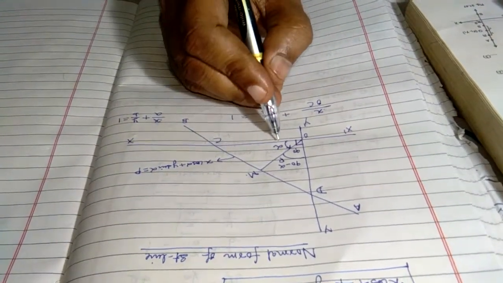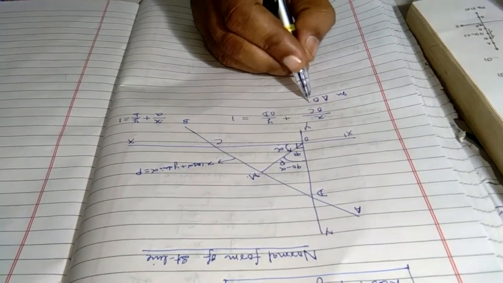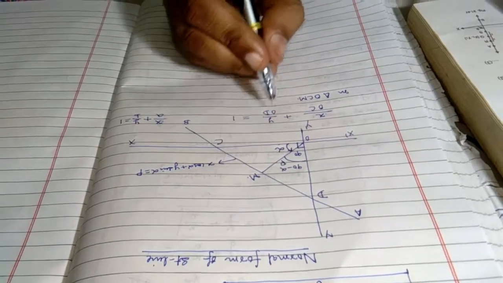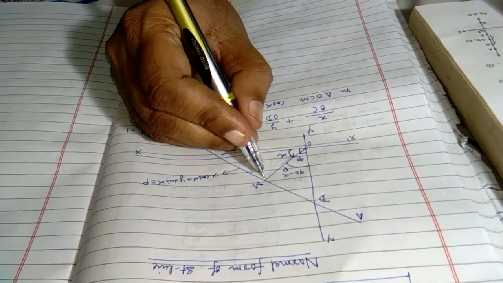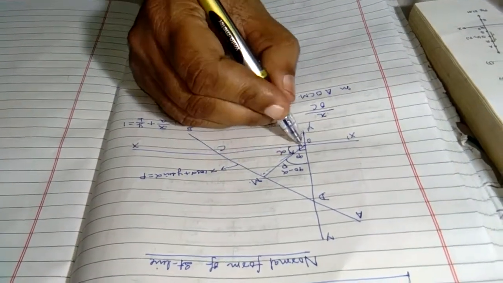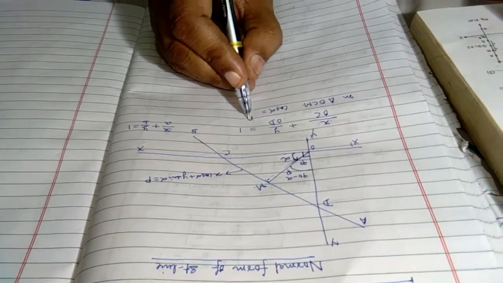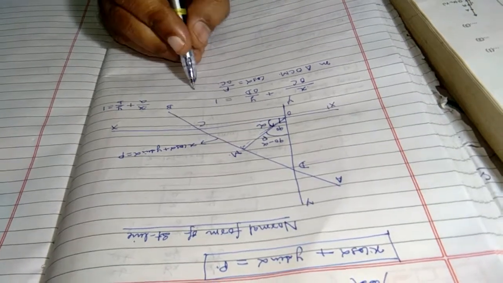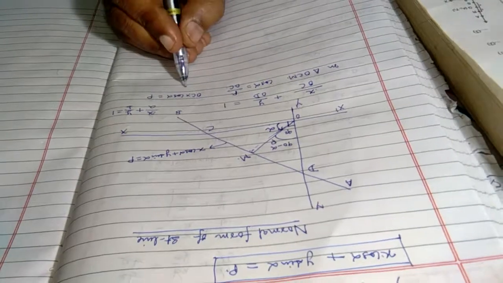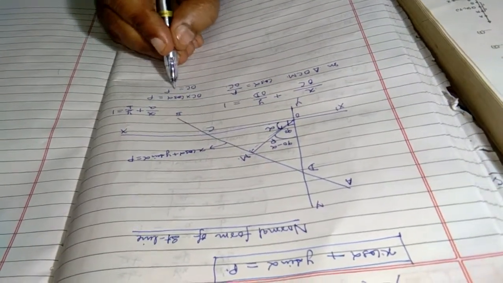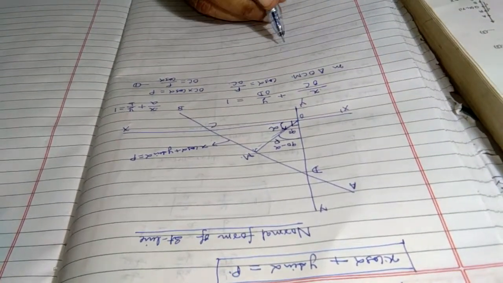Now we are coming to triangle OCM. Suppose we are taking cos alpha. So cos alpha is equal to, for alpha the base is P, the length of perpendicular, so P divided by OC. So OC into cos alpha is equal to P. So here OC is equal to P divided by cos alpha. This is taken as equation number 1.